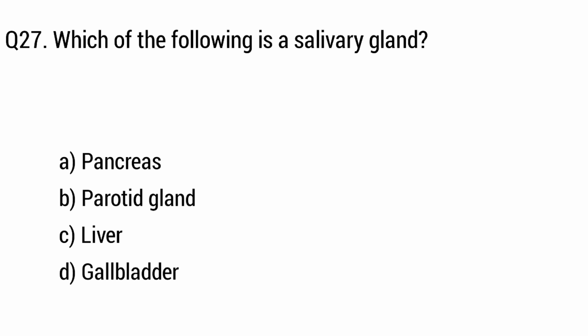Question 27. Which of the following is a salivary gland? Option A pancreas, B parotid gland, C liver, D gallbladder. But the right answer is option B parotid gland.